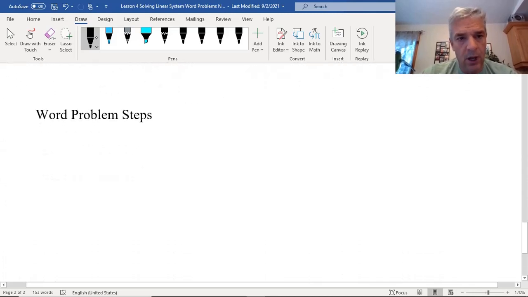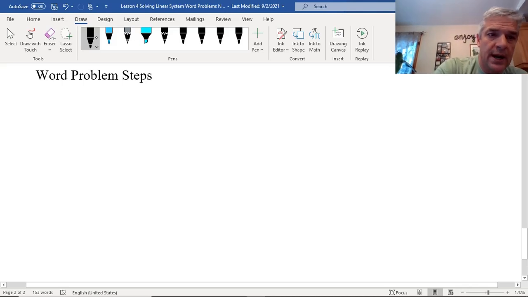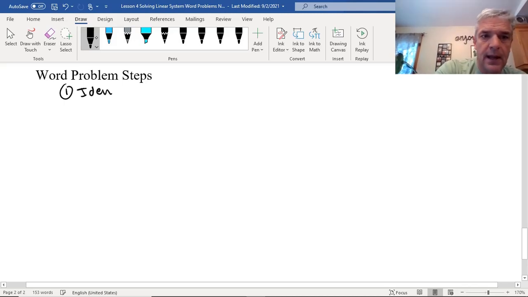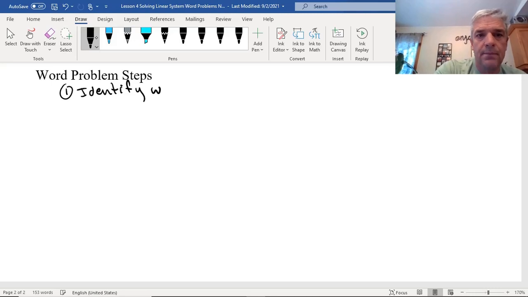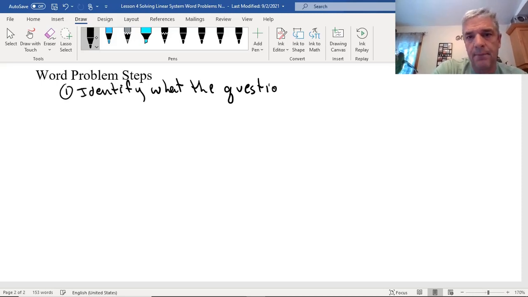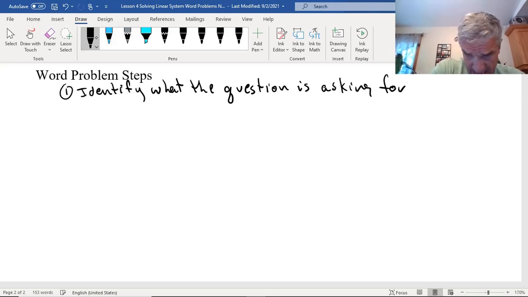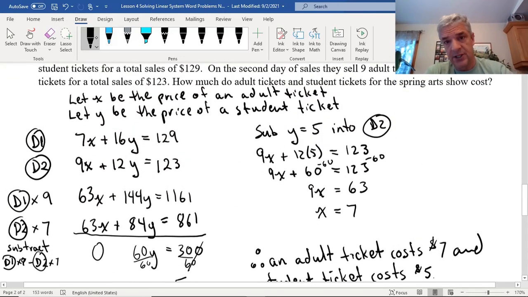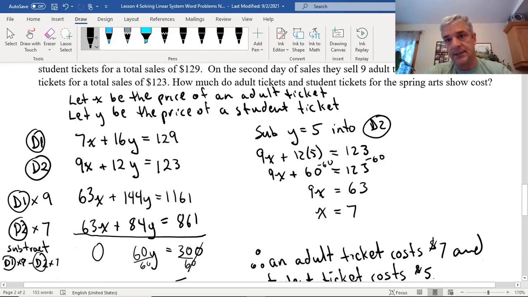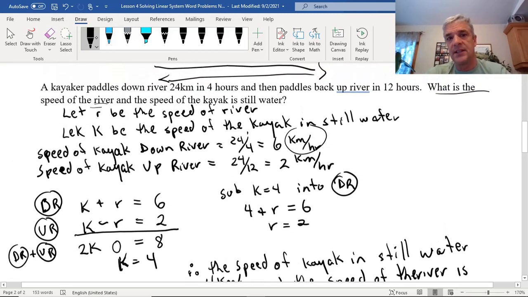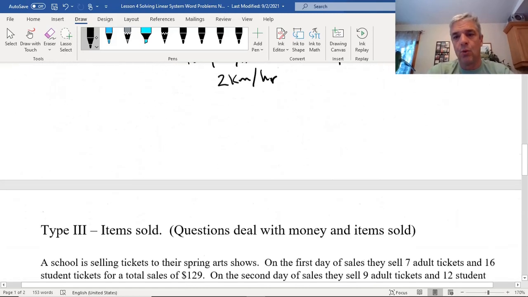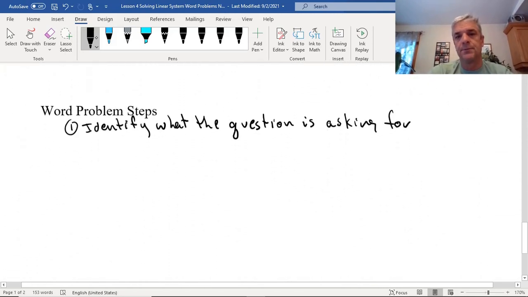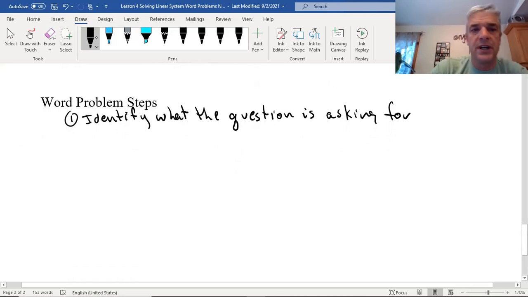So what are the steps that we follow? So step 1 is always identify what the question is asking for. What are they asking you to find, okay? So for example, in this question, they asked to find student tickets and adult ticket prices, okay? Up here in the previous question, they asked to find the speed of the river and the speed of the kayak in still water. And then we set variables, okay, equal to what the question is asking for.